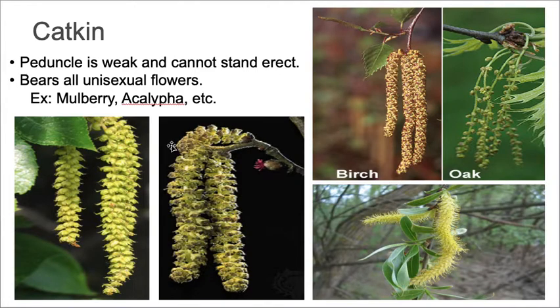Oak is also one of the decent examples for catkin. Hope you understood catkin. Very simple. The peduncle is weak, which cannot stand straight, and it bears either male flowers or female flowers. So that is called a catkin.